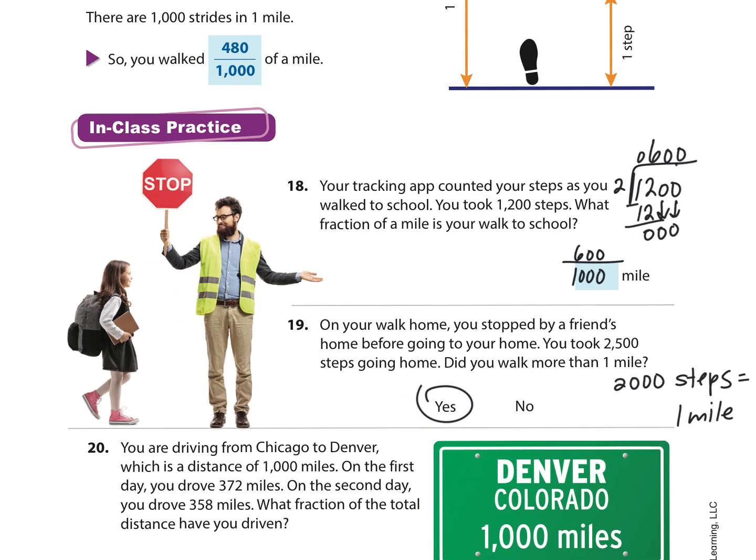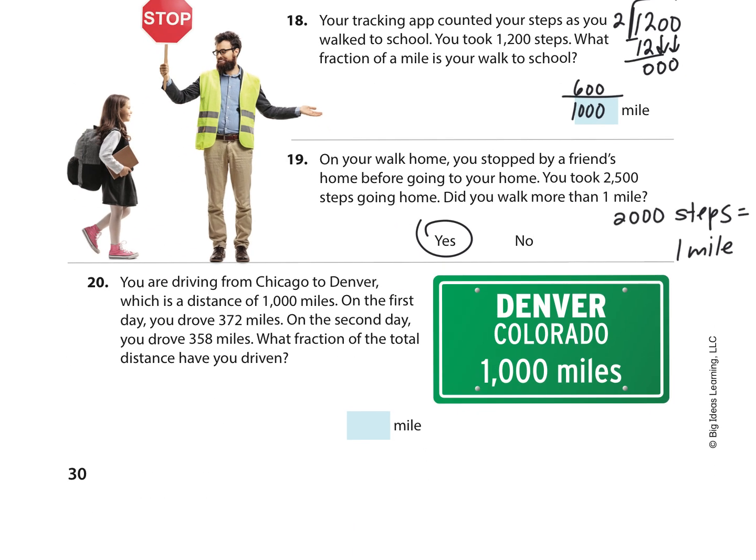Okay. Last one, you're driving from Chicago to Denver, which is a distance of 1,000 miles. On the first day, you drove 372. On the second, you drove 358. What fraction of the total distance have you driven? What do I need to do to solve this problem first? Jason, what's step one? Okay, so let's go ahead and do that then. 372 plus 358.